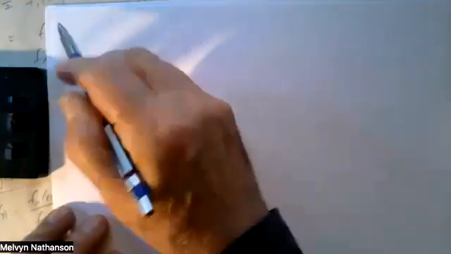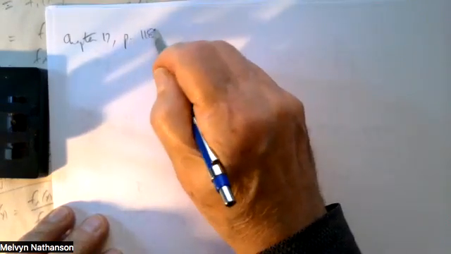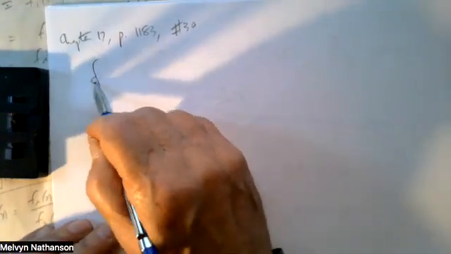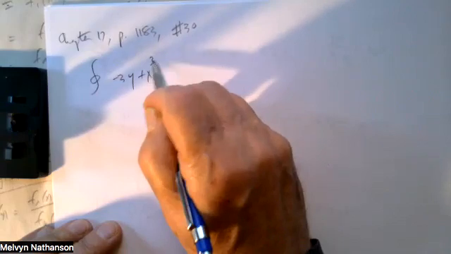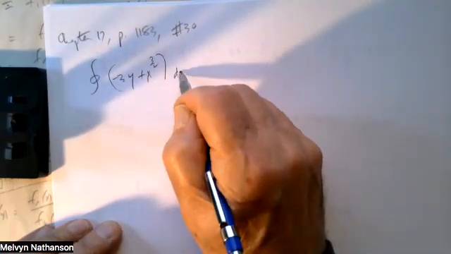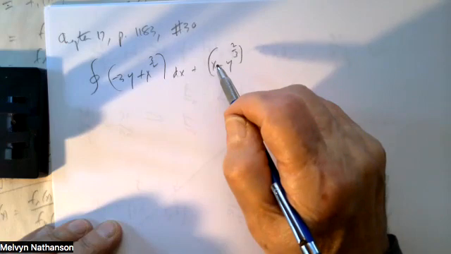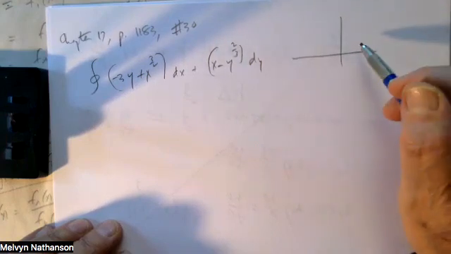So this is again on chapter 17, page 1183, number 30. And number 30 is, again, a Green's theorem problem. We want to compute the integral of (minus 3y plus x to the 3/2) dx plus (x minus y to the 2/3) dy. And C is the boundary of a half disk.